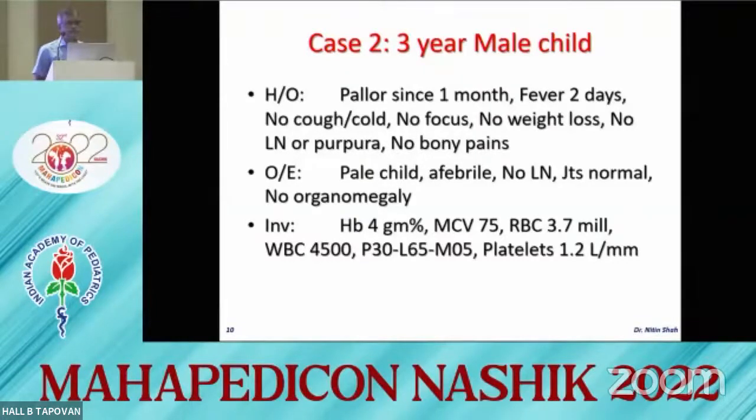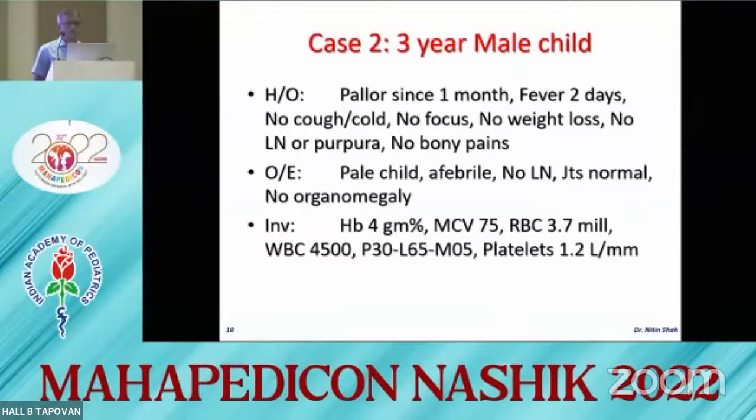MCV is 75. It is little low, but not that low. You cannot have iron deficiency with 4 grams hemoglobin and MCV of 75. Your MCV has to be 50, 45, 55 like that. And your RDW will be sky high. Of course, I have not given you RDW here, but that was normal in this child. So this is obviously not a nutritional anemia.